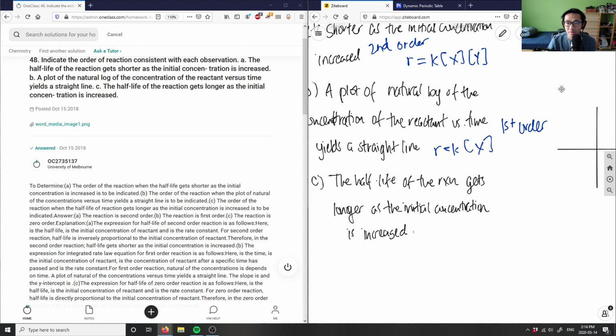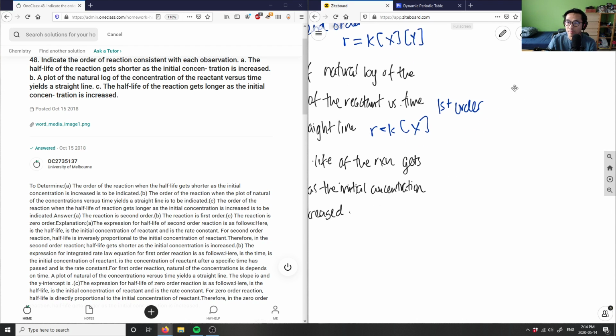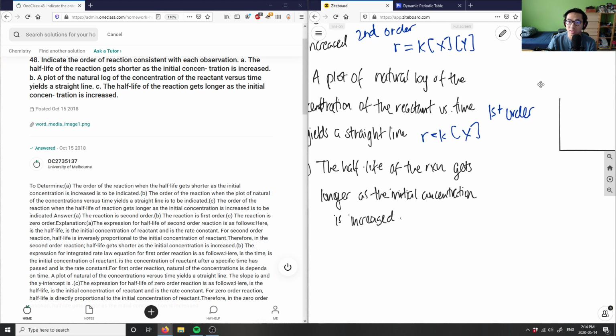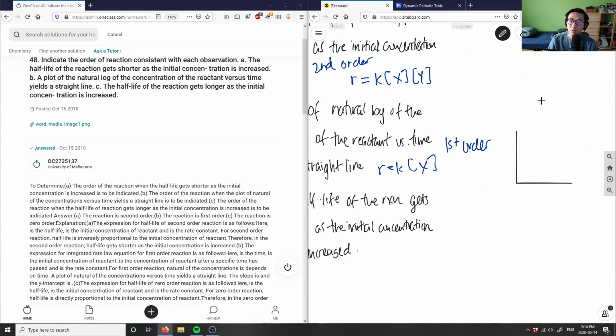It says a plot of the natural logarithm of concentration versus time, right? So this axis is ln X, and this is T. And as you can see, it's going to be a straight line, going straight down here, right? I should probably use my line tool. So this here would be a first order type of reaction.